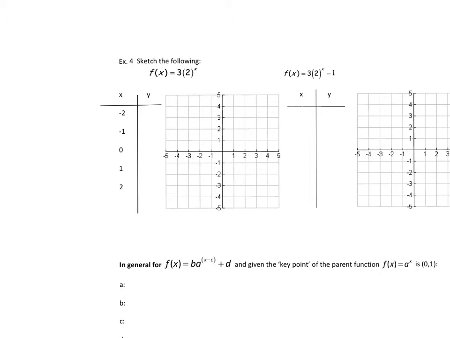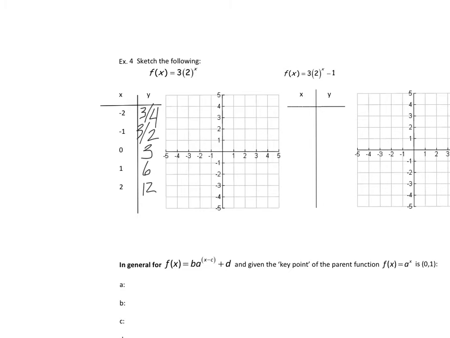So if I plug in -2, 2 to the -2 would be 1/4, just like from before. And then we have it times 3, so that'd be 3/4. Plug in -1, that would be 3/2. Plug in 0, that would be 2 to the 0, which equals 1, and then 1 times 3 is 3. So look at that, that changes the key point. Let's see how that plays into it. 1, we have 2 to the first is 2, 2 times 3 is 6, and then 2 squared would be 4, 4 times 3 is 12.